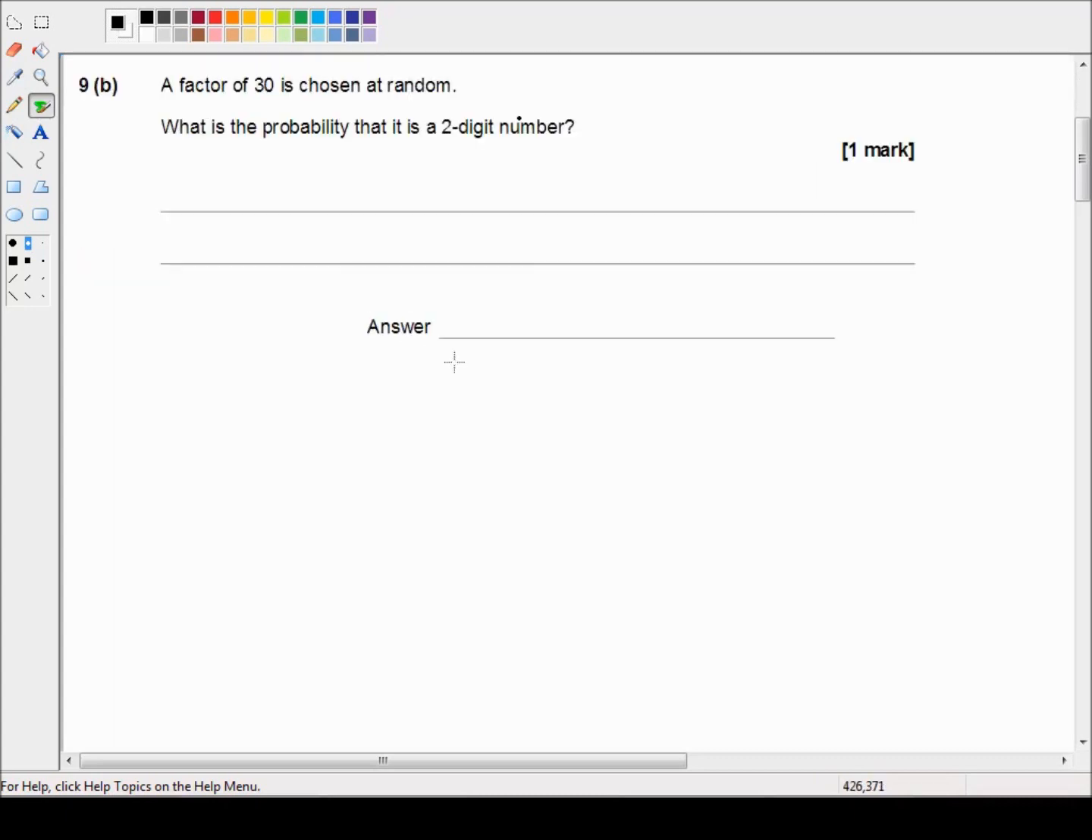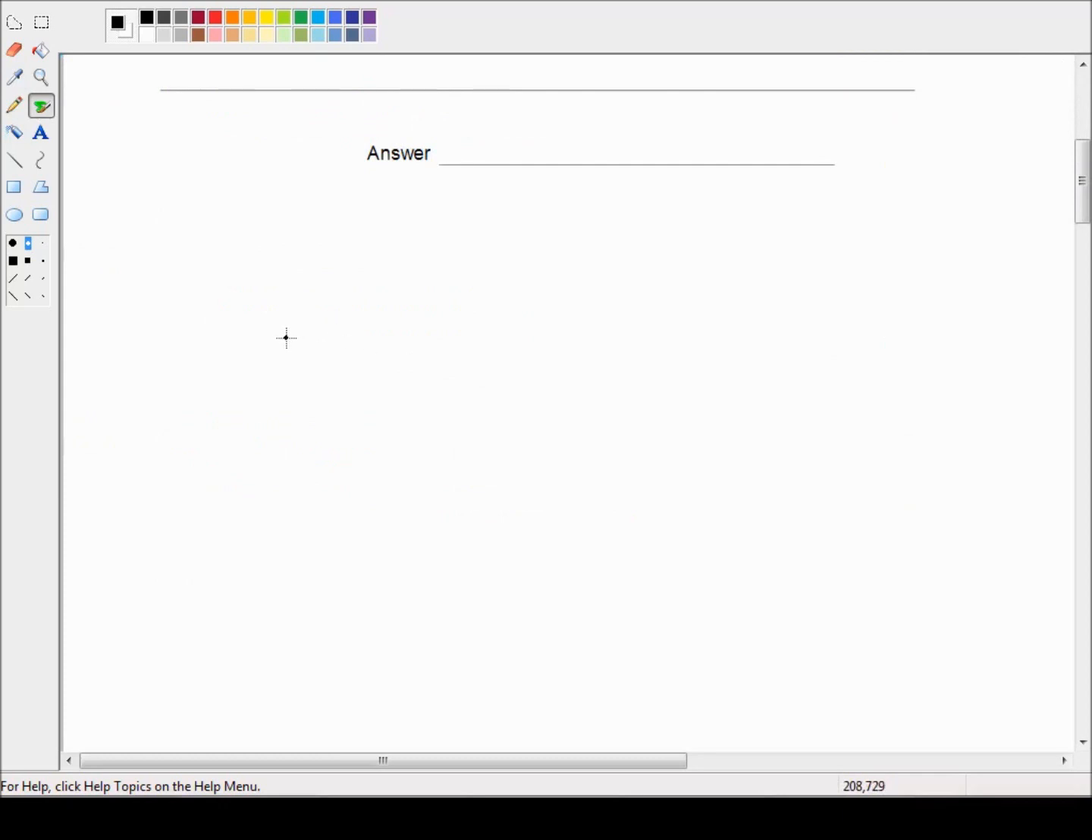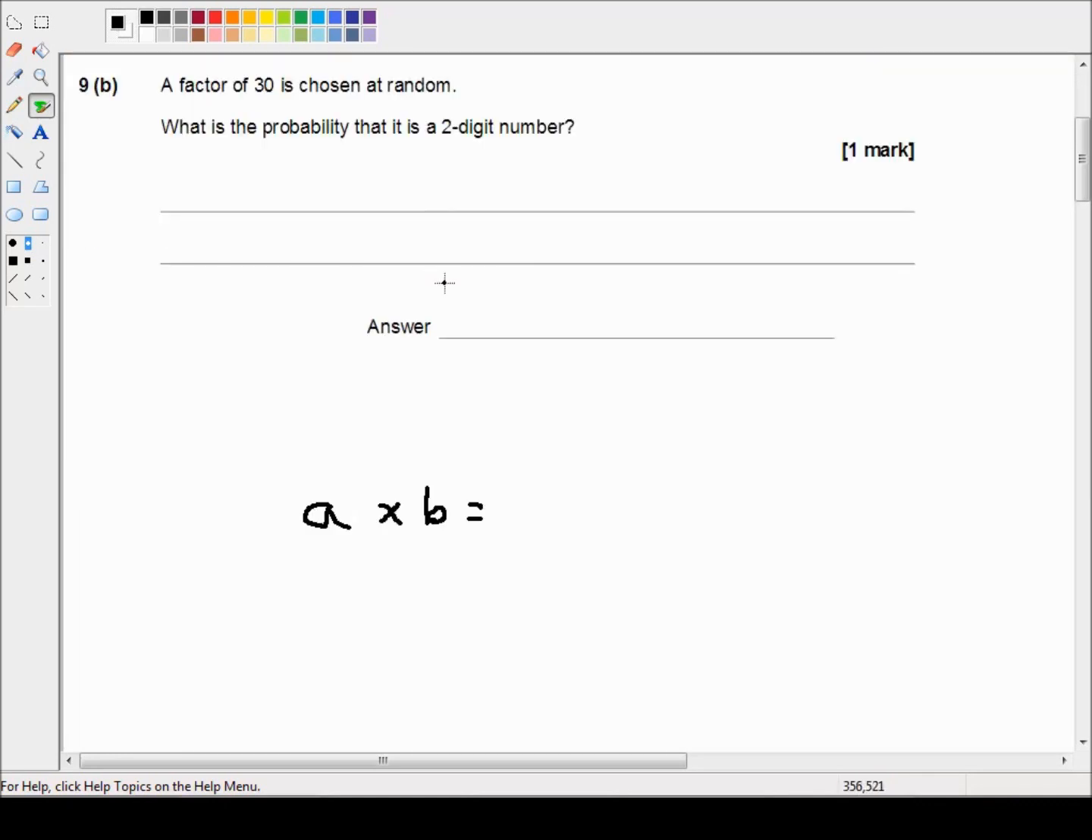Okay, so the thing to know about factors is that for the purpose of factorising whole numbers, we're defining the word factors as 2 numbers, let's call them A and B, such that A times B is equal to the number, in this case the number 30. So in this case 30 would be called the product, and A and B would be called the factors.